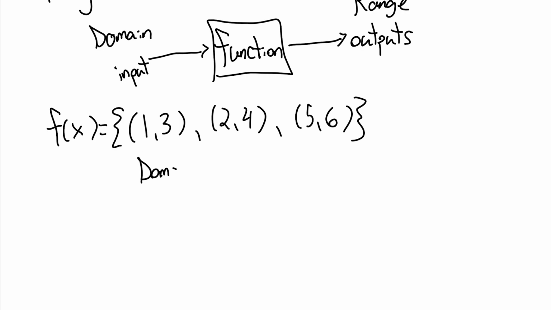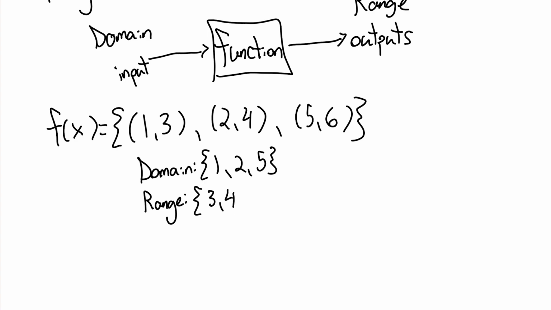So the domain is going to be the set of numbers 1, 2, and 5. And the range is going to be the numbers 3, 4, and 6. And typically we write them in increasing order. It doesn't really matter though.